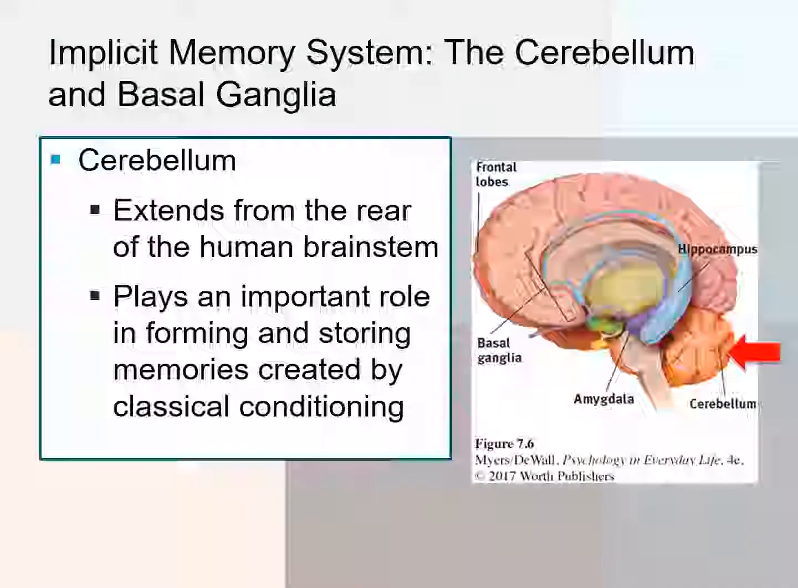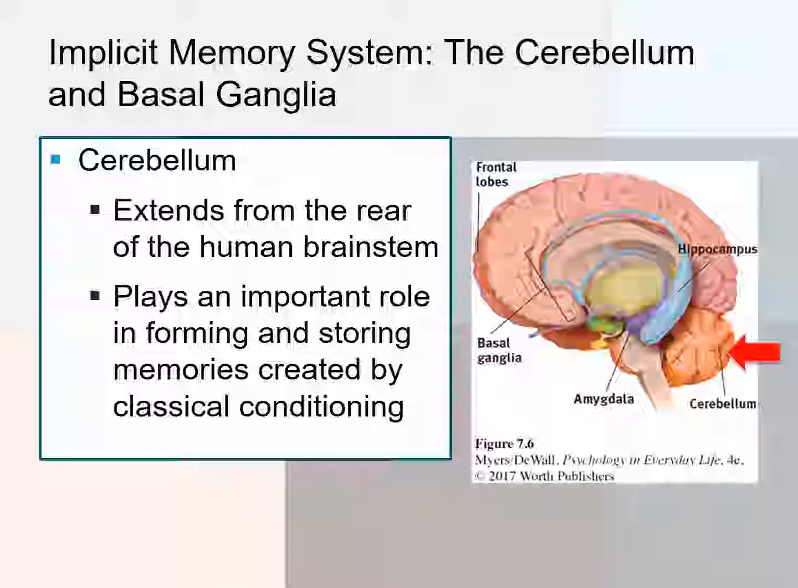Implicit memory system involves the cerebellum and the basal ganglia. So we've got a picture of a section of the brain, basically cut in half, like you started at the middle of your forehead and cut backwards. Obviously, don't do this. The cerebellum is like at the back of your head. It's that little orangey thing in the picture here. And the basal ganglia, you can see in the picture, are those areas right outside the blue. The hippocampus is also labeled here, and the frontal lobes, which we were talking about just a little bit ago.